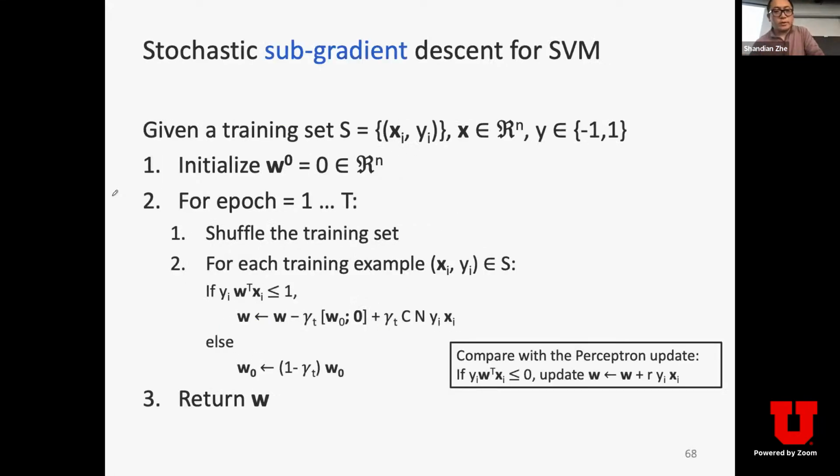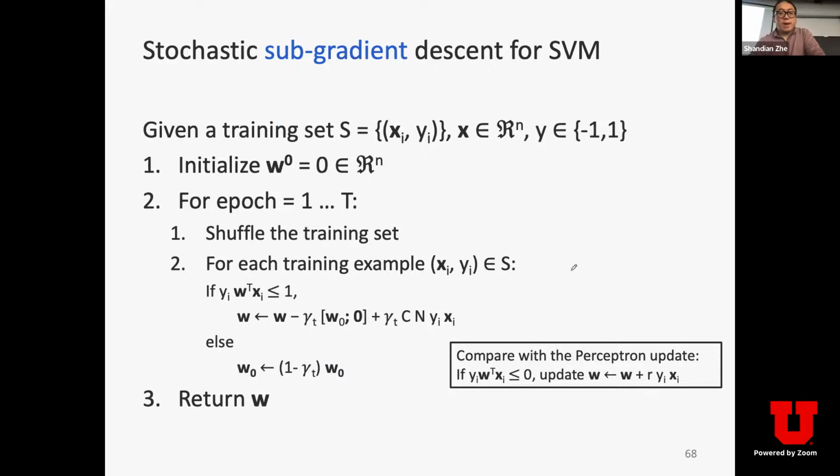Okay, the last thing we want to discuss is the comparison between SVM and perceptron from the optimization perspective, right? So this is our stochastic subgradient descent for SVM. We know that according to the value of the function margin, we can decide which subgradient we're going to choose to update our model parameters, right?